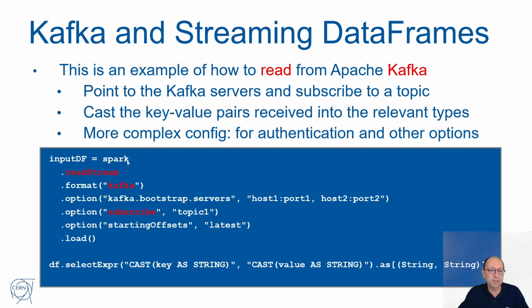So we'll have the Spark session, in this case called spark, readStream, format is Kafka. Then we point to the Kafka servers, host and port. Typically you have more than one for high availability reasons. And then you subscribe to one or more topics. I refer you to the Kafka documentation for the details of what this means, and then you can have an offset where you want to start the reading. And this defines your input data frame. And then as data comes in, you need to cast it into the data types that you want to operate on.